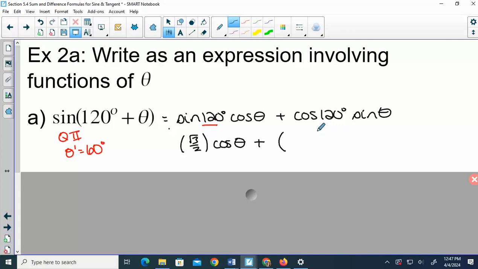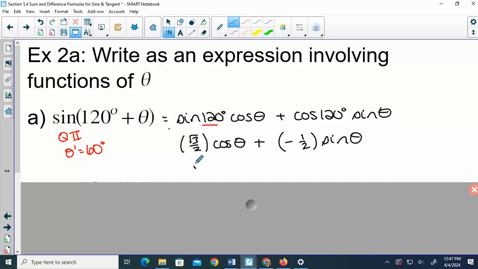Quadrant 2 is cosine positive or negative? Negative. And what is the cosine of 60? Negative 1 half. Is there anything we can do here? Not really. I mean, you can write it as just radical 3 over 2 cosine theta minus 1 half sine theta. But that's really all. We can't simplify beyond this. So we're just simplifying as much as we can with our formulas.